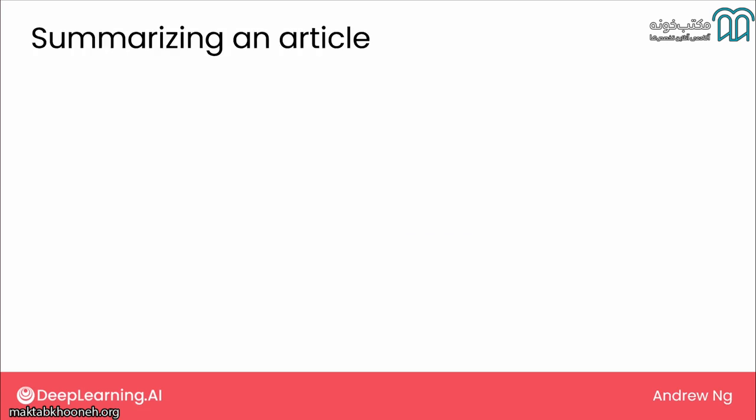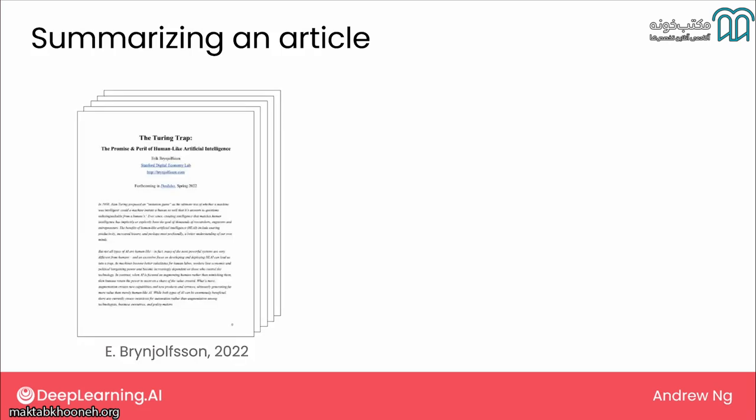A second reading task that large language models are often used for is to summarize long articles. One of my collaborators, Eric Brynjolfsson, who's a Stanford professor, once sent me an email linking to an article that he had written titled The Turing Trap. And I knew it was a good article, but it was a very long article, and I didn't have time to read the whole thing before I responded to his email.